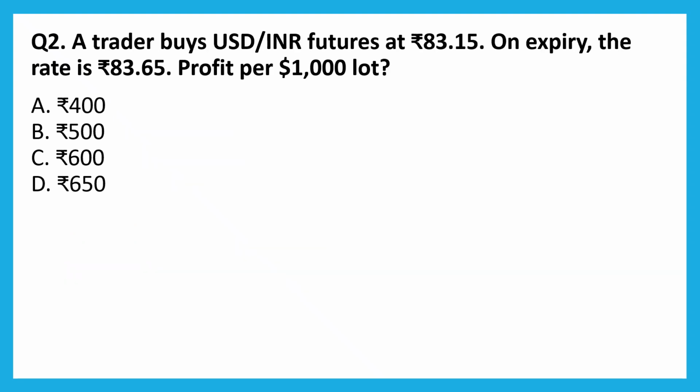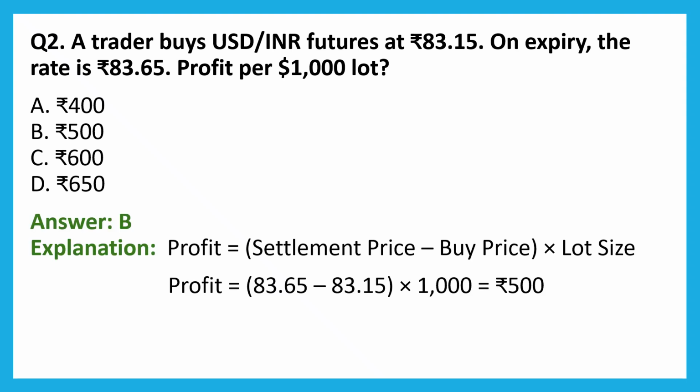Next question. A trader buys USD INR futures at 83.15. On expiry, the rate is 83.65. Profit for $1,000 lot is option A 400, option B 500, option C 600 and option D 650. Correct answer is option B 500.